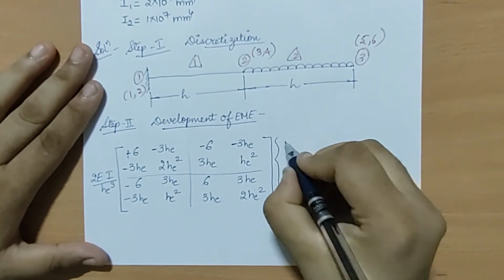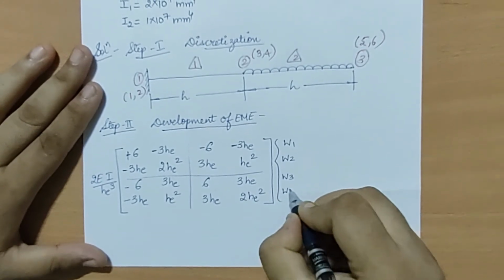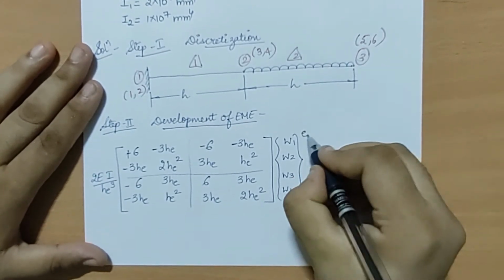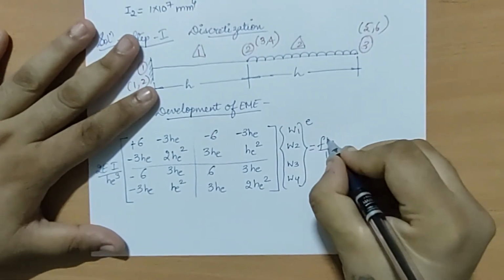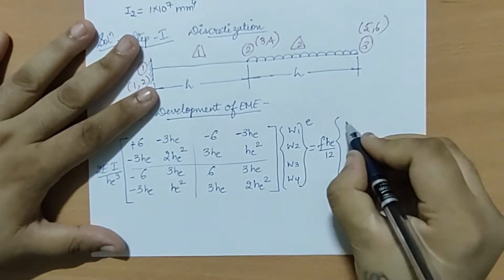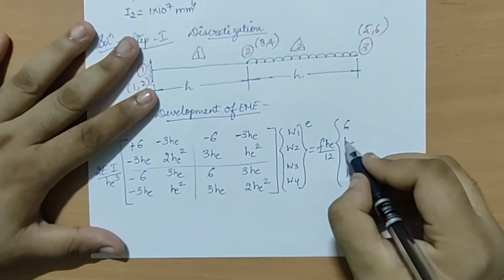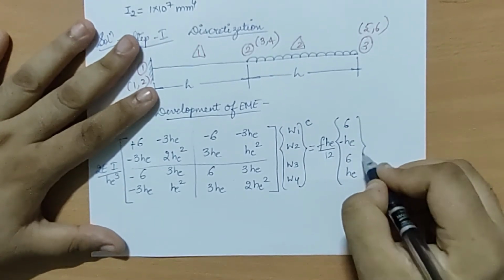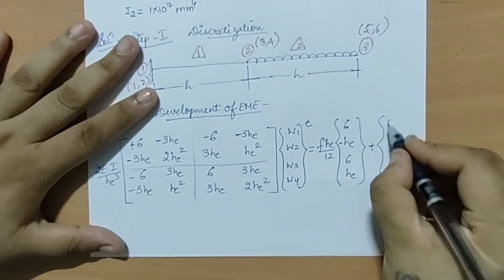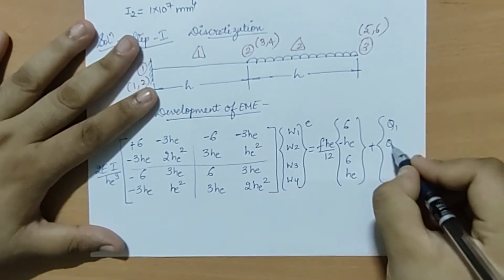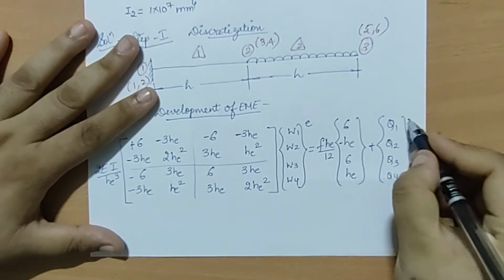After that, here I'll have W1, W2, W3, W4 raised to E is equal to FHE by 12. Then again I am going to have 4 elements 6 HE, 6 HE. The negative sign is on the second element. This is something that you have to remember. Plus I'll have Q1, Q2, Q3, Q4 raised to E.